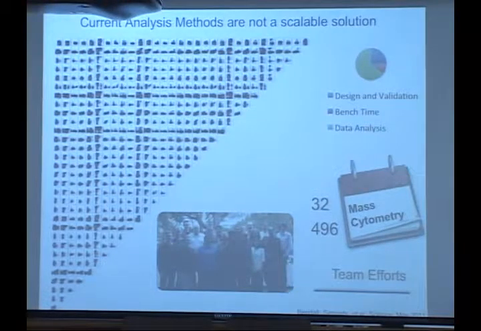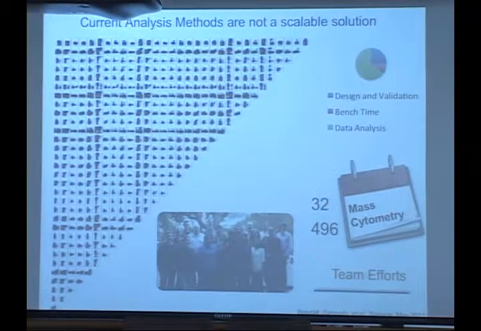And as we move forward, because of the high dimensionality of mass cytometry, data analysis is becoming the major bottleneck. People are coming together in whole teams, moving forward and analyzing this type of data.